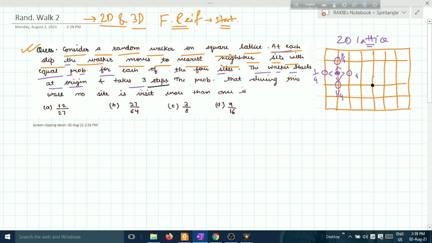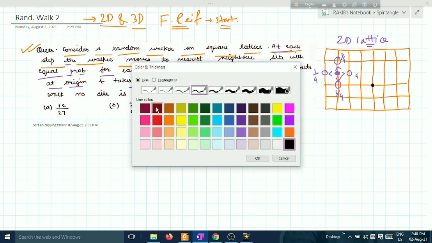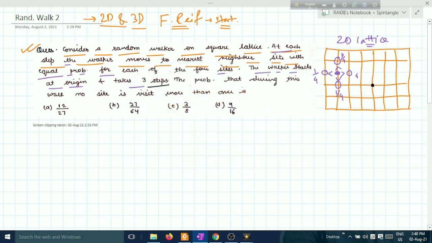It can go this way 3 steps. This is another line. Let me color it. This is a hard task to color each and every time. The walker can go from this to this, from this to this, from this to this. These are the first step, second step, third step. The walker can take 3 steps.